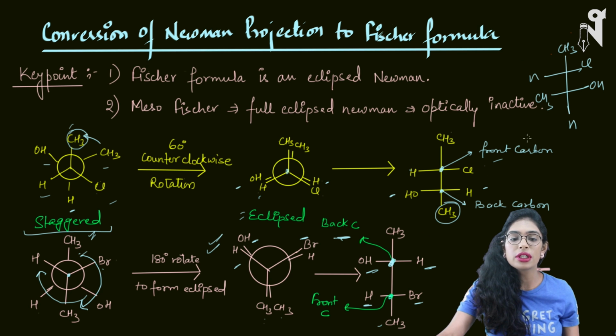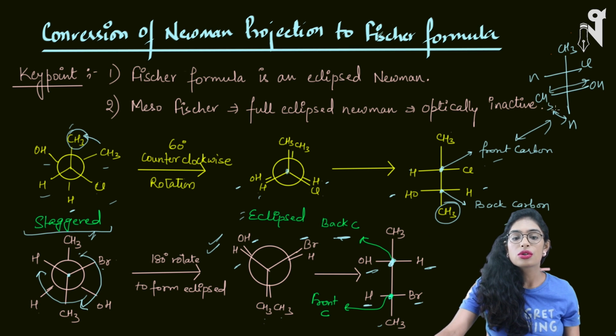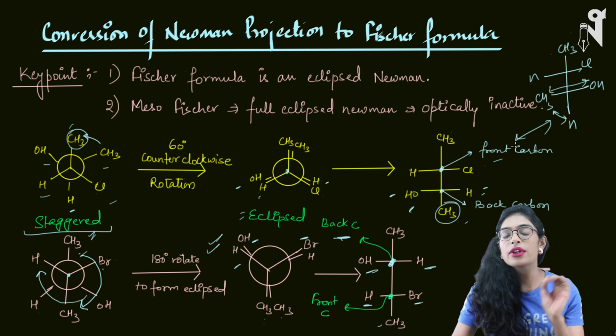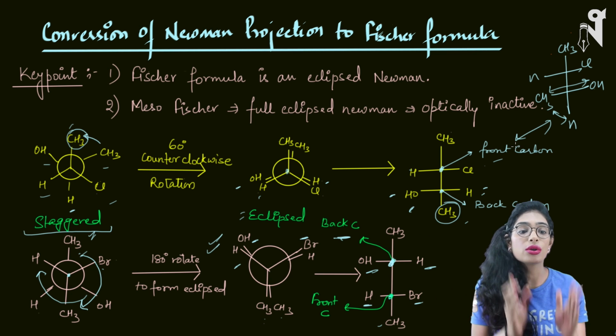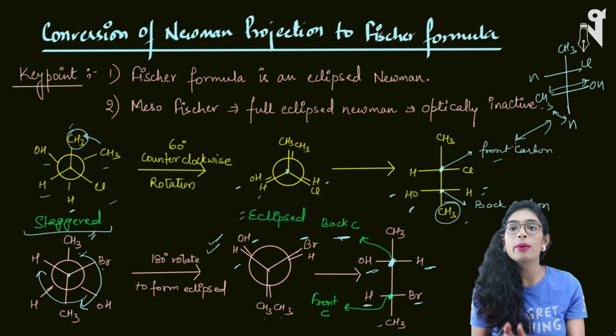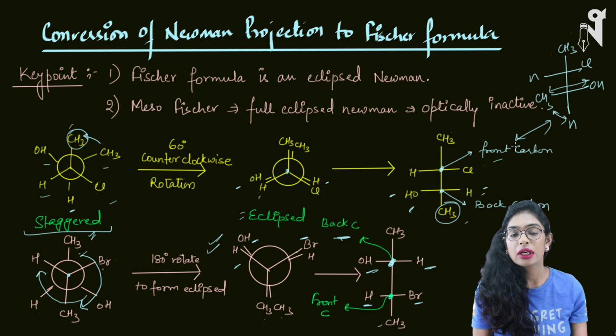Now, to see whether this Fischer and this Fischer are the same or not, just do the double switch. Bring hydrogen here and then do the switch between OH and hydrogen. So OH will eventually come here, hydrogen will come here, and CH3 here. It is exactly the same Fischer, and its configuration is also going to remain exactly the same, so it's not going to change. That's how you convert your Newman to Fischer. I hope you have got it. Let's try out some questions.